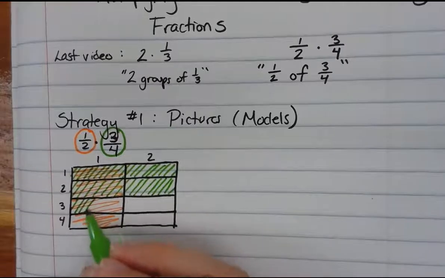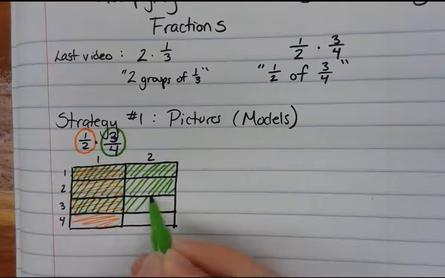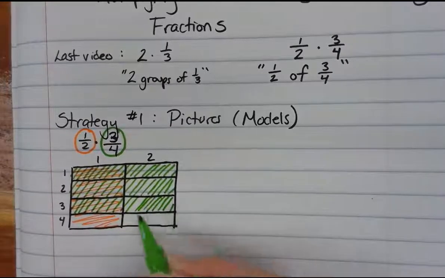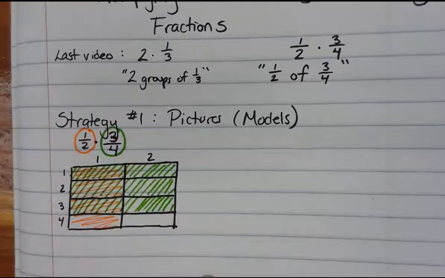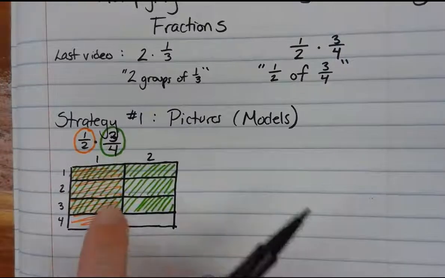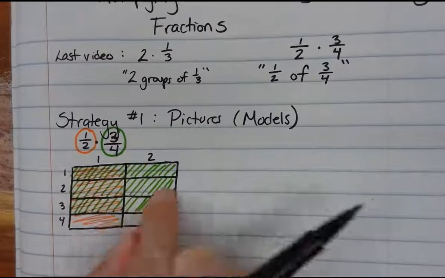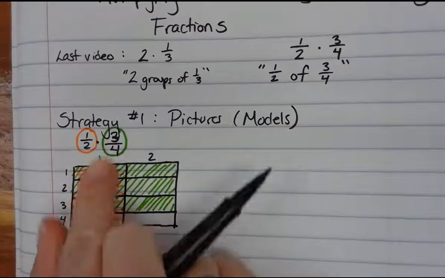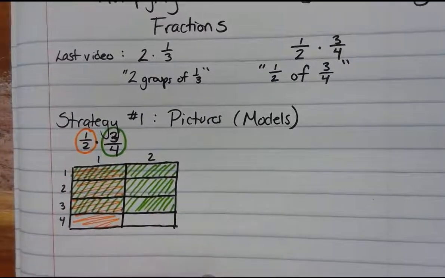Here's 3 of them. And I'm going to go all the way across. That's 3/4. So remember what our whole goal is here, is to find half of 3/4. So if you see the 3/4, there's 3 out of 4 here, there's half of it here. Here's how we find our final answer.